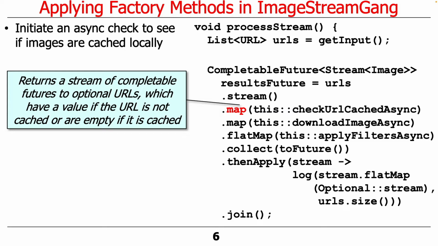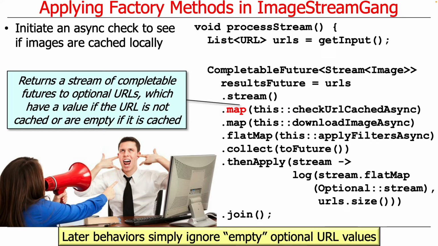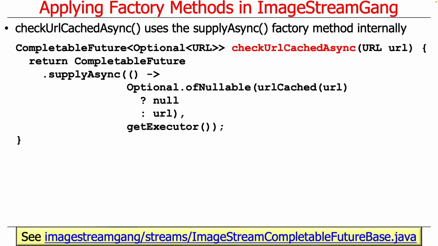And I talked in the previous lesson about why we did that, and now we're going to talk about how we do this. The reason for doing this is to ignore empty optional URL values. So if something's cached, we're just going to ignore it in later phases in this pipeline. So here's what the code looks like.